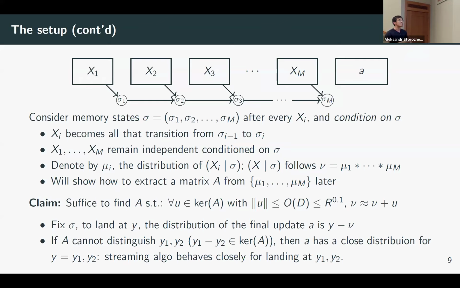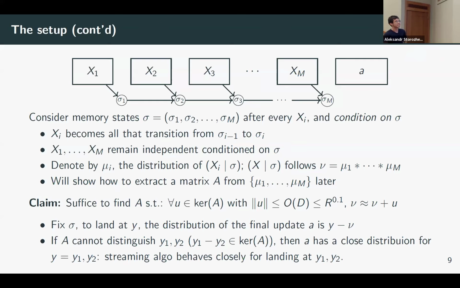we should be able to recover the correct answer f of x, or f of y. What this means is that if A cannot distinguish two final vectors y1, y2, then y1, y2 had better have the same output. Then in this case, that is fine. We just output whatever the common value is. So what does it mean for A to not distinguish y1, y2? It means A y1 is equal to A y2, which means the difference is in the kernel of A.